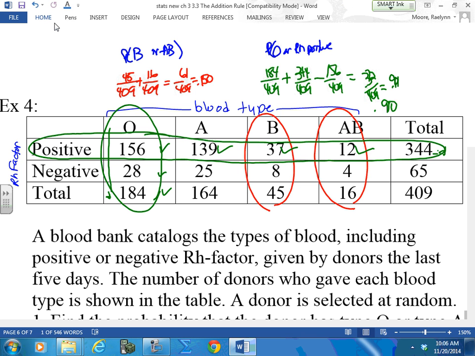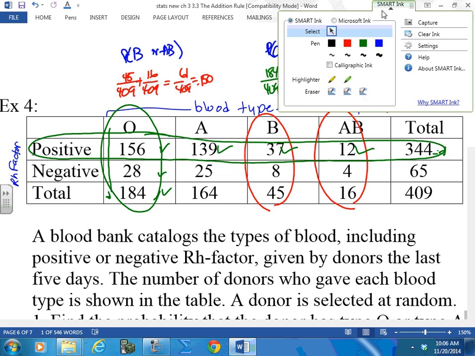If it was the same kind of question like this, but it was just A, would you then subtract the 139 over 409? So A and Rh positive? Yeah. So you're going to go down the A, yes, you'd subtract the 139 wherever they overlap. Very good. Okay, now the last part.